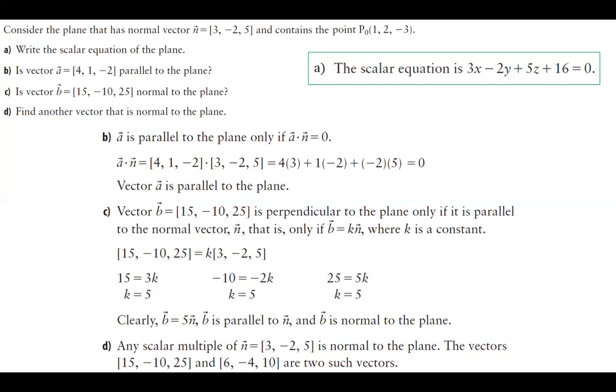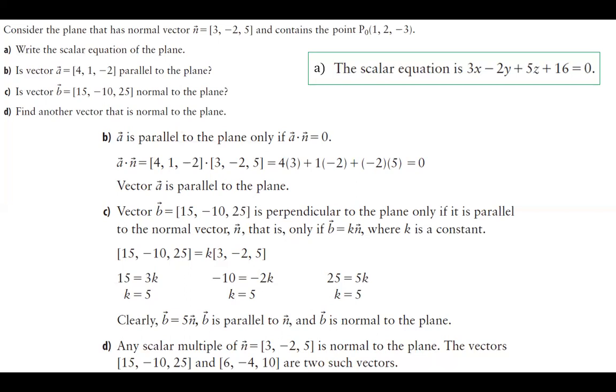Clearly, in this case, vector B is parallel to the normal vector n of this plane. Therefore, B is also normal to the plane. Understand?